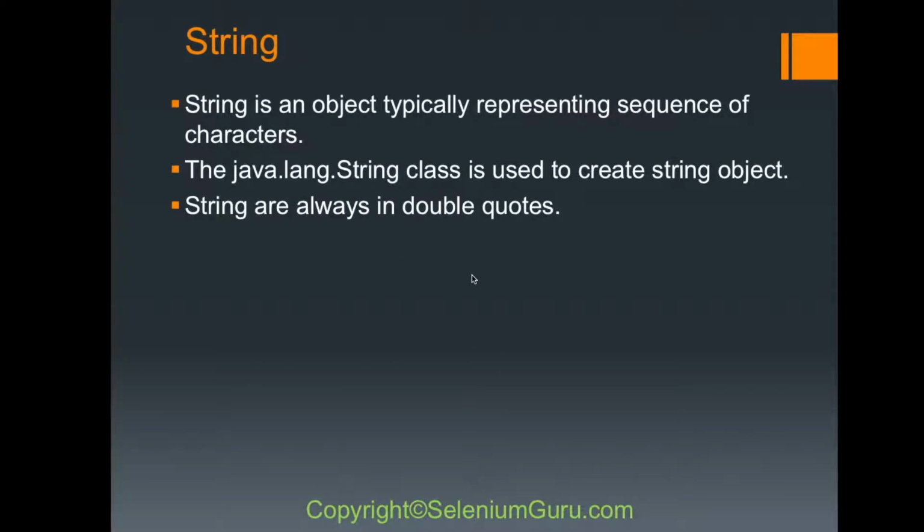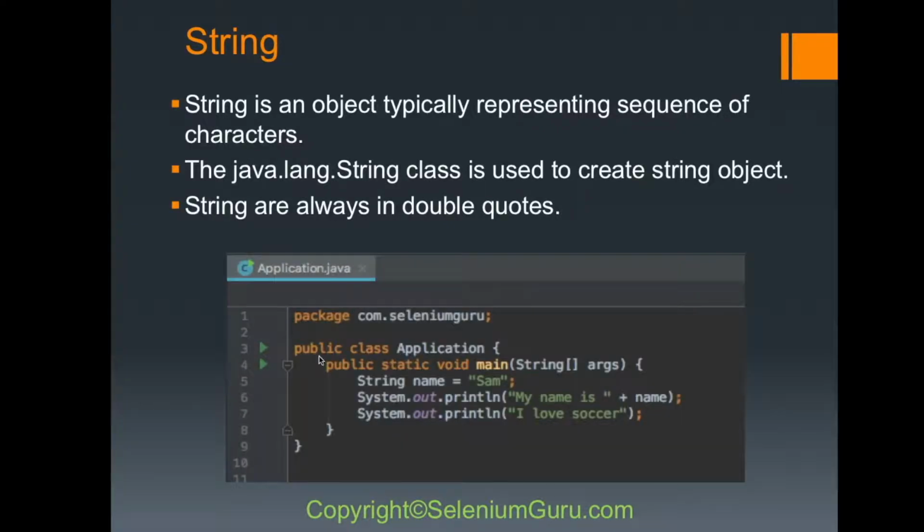The other part is strings are always in double quotes. For instance, let's say I wanted to print out a name called Sam. We learned how you can print out a string in our previous lecture, where we created our simple Java program and printed out hello world. So here, let's say I wanted to create a variable called name, and the name is basically the name of the person. In that case, you'd create a string variable.